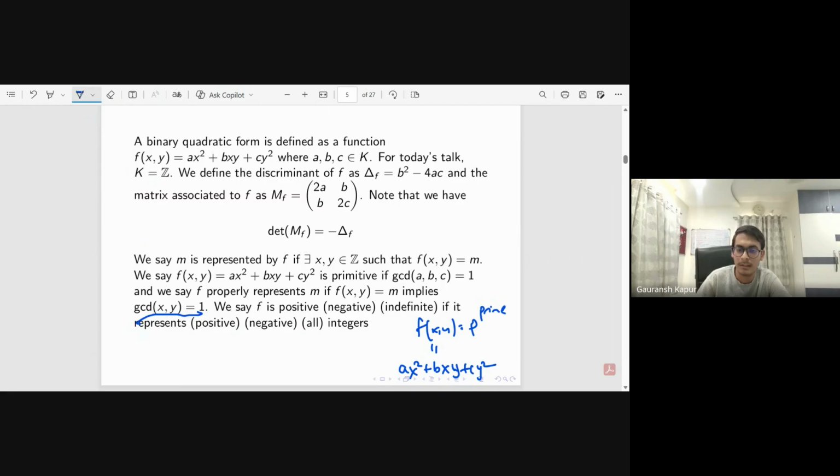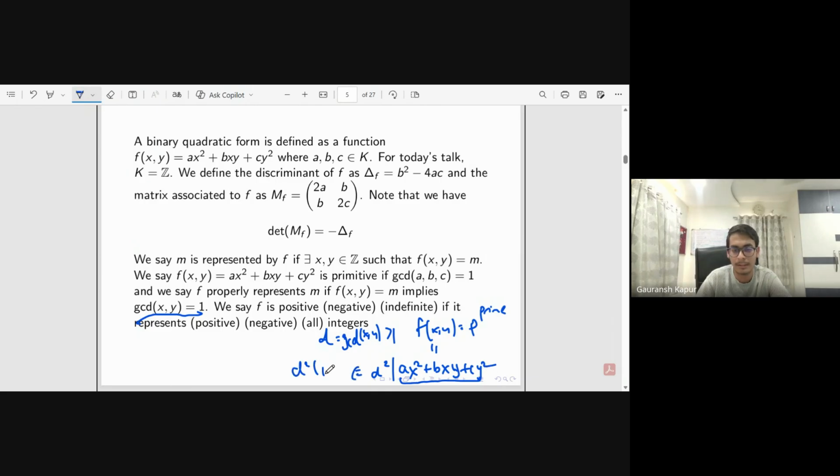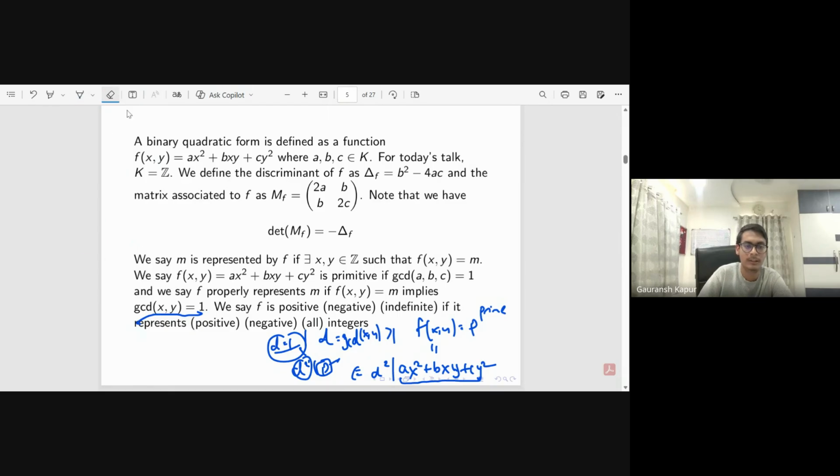Nobody. Okay, so is this in fact going to be a proper representation? Let's assume it's not. Let's say d is the GCD of x and y, and let's assume d is greater than 1. What this means is that d square will divide this entire thing because d divides x, so d square divides x square, d square divides xy, and d square divides y square. So this would imply that d square would divide p, but p is a prime number. So the only square of any number which can divide p is 1. So d must be 1, and hence the representation is proper.